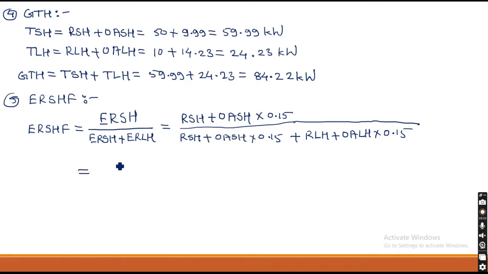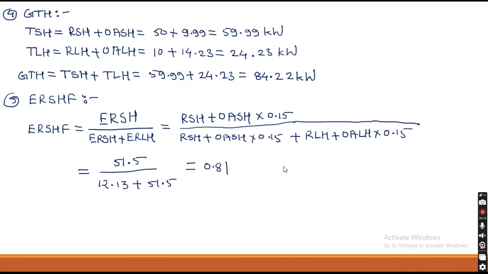So 51.5 divided by 12.13 plus 51.5. This 51.5 comes after putting the values of room sensible heat and outside air sensible heat that we have just calculated. So we get the effective room sensible heat as 51.5 and effective room latent heat as 12.13. If we solve this, we get the effective room sensible heat factor, that is 0.81. Okay, that is 0.81, right?